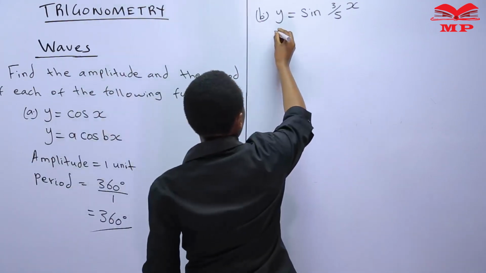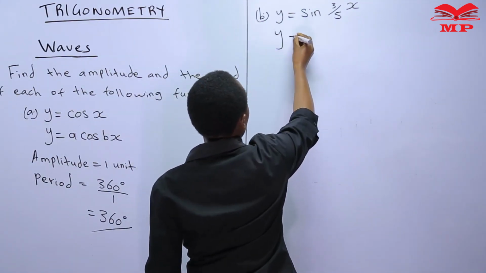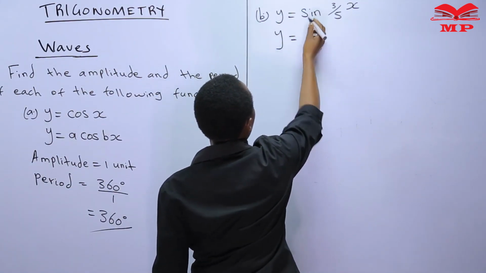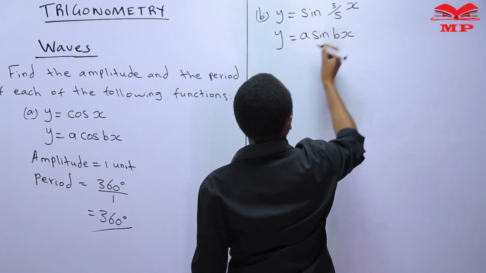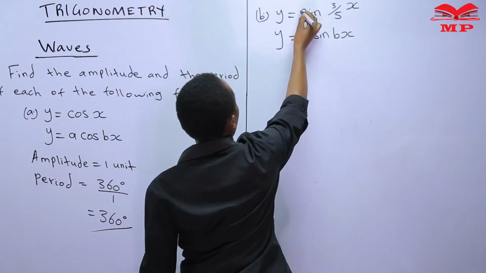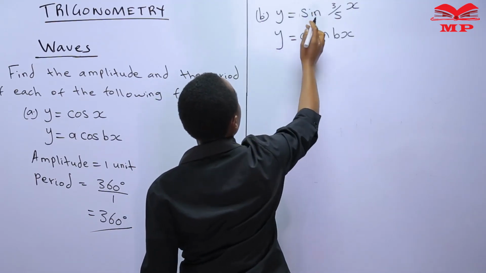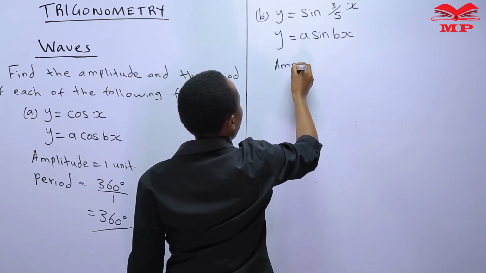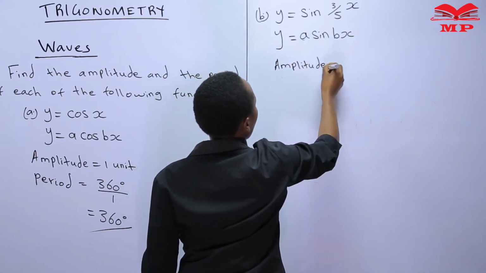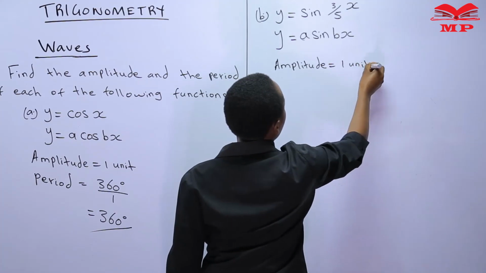Again, we write the general equation. y is equal to, we have sine here, so we have a sine bx. And therefore, this is our amplitude. Here we have 1 as the coefficient, so our amplitude will be equal to 1 unit.